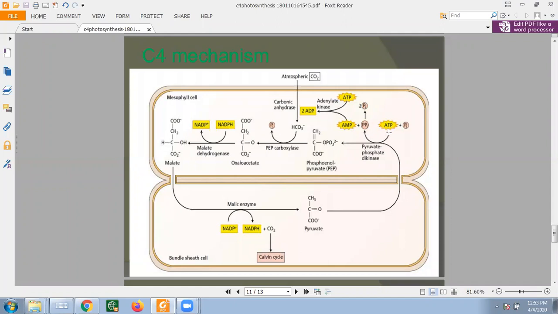Here, ATP is utilized. One molecule of ATP is utilized, and AMP forms, and another ATP is converted to ADP, and that can also help in absorbing carbon dioxide from the atmosphere. So all of you can remember these mesophyll cell activities, and at the same time, what takes place in the bundle sheath cells.